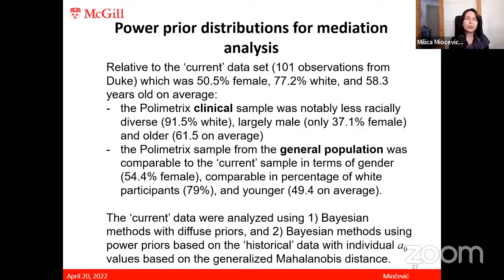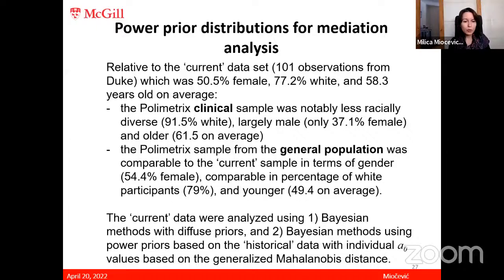Polymetrics had participants from the clinical population and the general population. So the clinical population had some psychological issues in the past, whereas the general population did not. And the Duke sample was a clinical population too. So you could see how we could have some concerns about the Polymetrics sample from the general population maybe not being able to count as additional observations from a study that only used clinical participants.